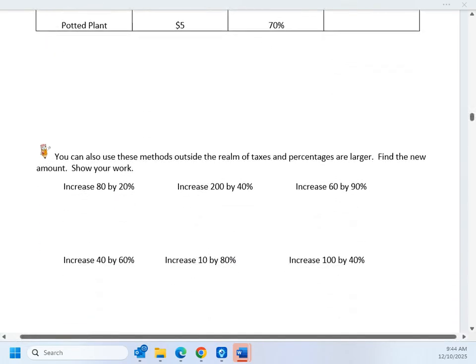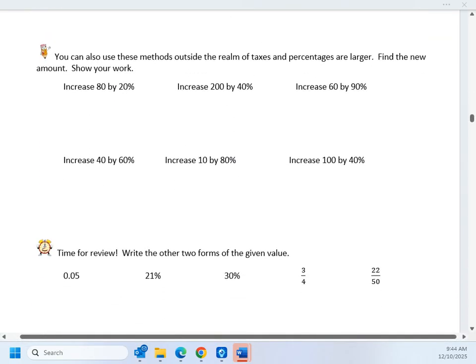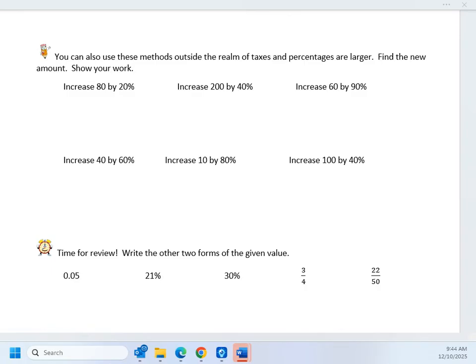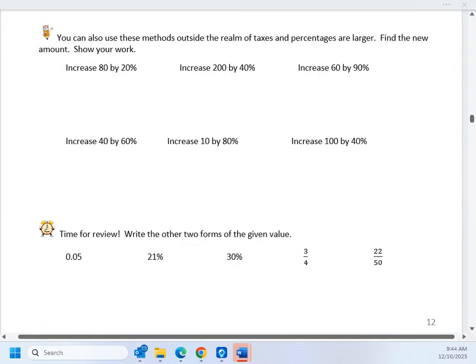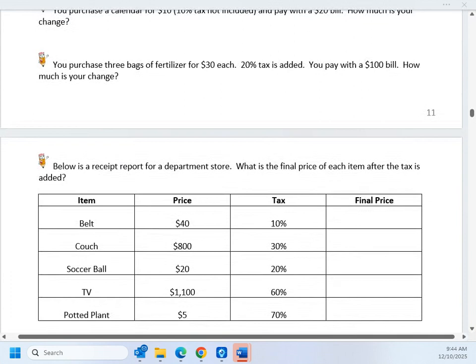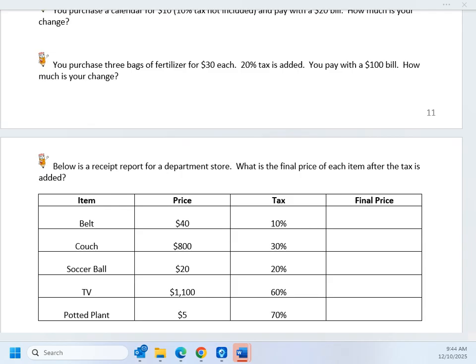Then on the bottom, it says you can use these methods outside the realm of taxes and percentages. Are larger, find the new amount, show your work. We're doing the same thing. Something is 80, increase it by 20%. It's the exact same math. He is not giving us word problems for this. On the test, I guarantee you will have a word problem, at least one. So next week when we take the test, make sure you're paying attention to word problems. How much are you actually buying?